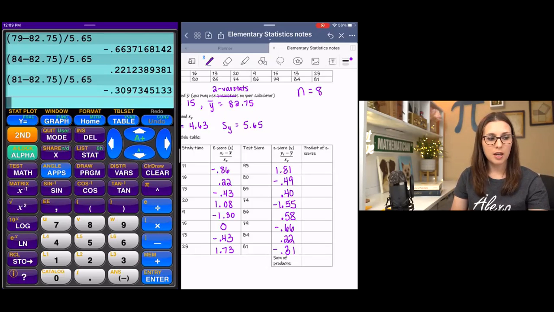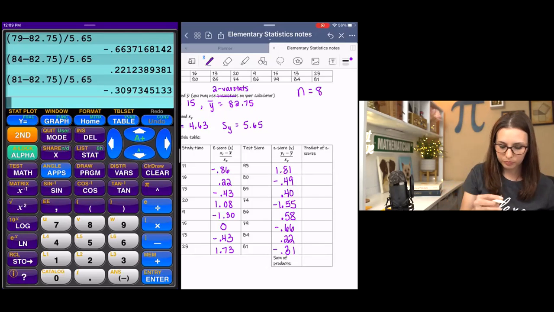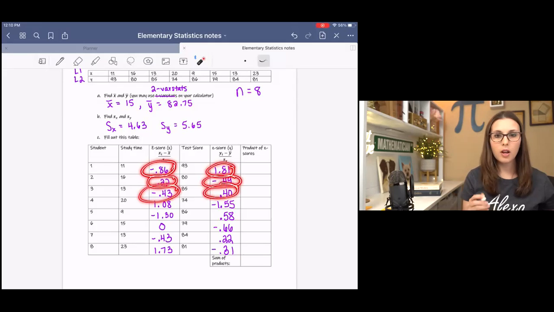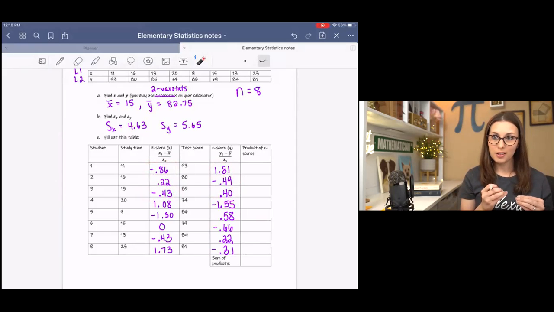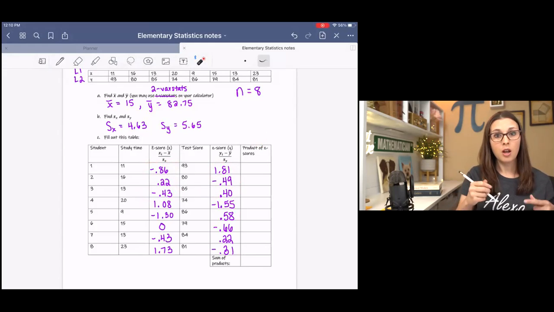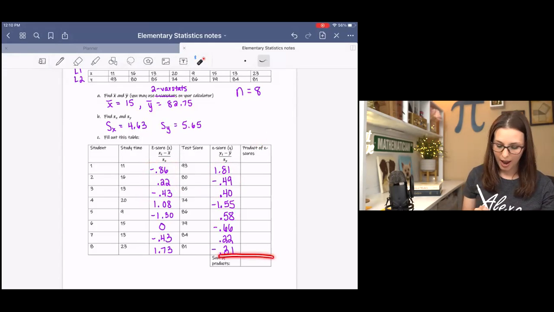If you notice the sign on the z-score for x's and the z-score for y's, and you compare the signs. So in the first row, we've got negative, positive, positive, negative, negative, positive. They have opposite signs. So this is going to indicate something about the relationship between the 2 variables, because when we find the product of the z-scores, those signs are going to play into that. So I want you to pause the video, go ahead and find the product of the z-scores, and then lastly, add all of those up.